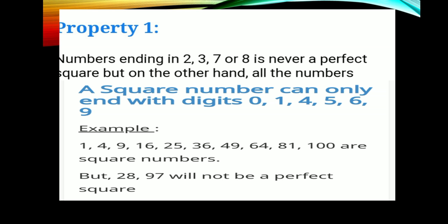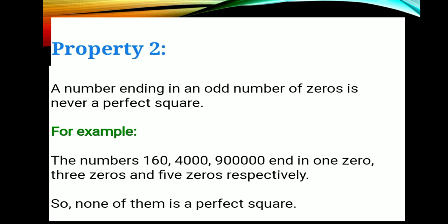Remember, about 0, the next property you will learn is property 2: the number of zeros a number ends with should be even. If it has an odd number of zeros, like 1, 3, 5 zeros, then that will not be a perfect square. But if a number ends with two zeros, four zeros, 6, 8 zeros, then the number will be a perfect square.